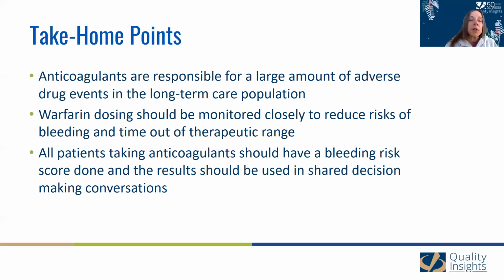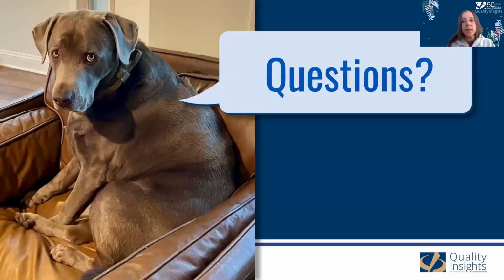So anticoagulants, as we talked about, are responsible for a large amount of adverse drug events in our resident population. Coumadin dosing should be monitored closely to reduce risk of it going too high, causing bleeding, or going too low, putting our residents at risk for stroke. All residents taking anticoagulants should have a bleeding risk score done, and then the results should be used to communicate with our residents and families to let them know what risks are associated. And that's it. Any questions?